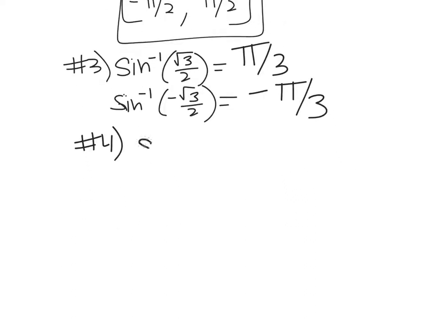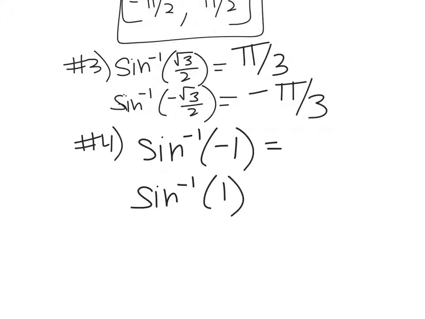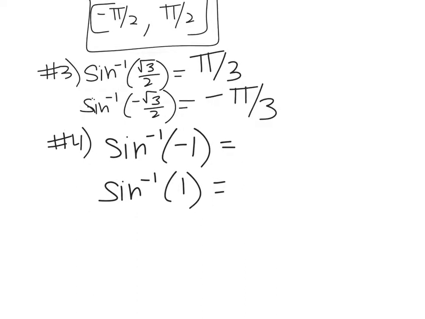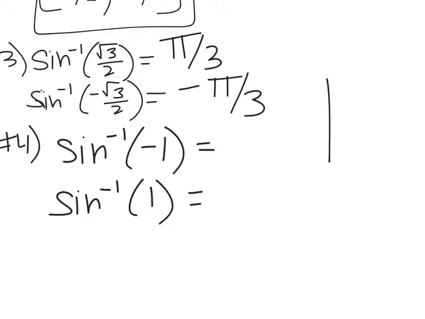Let's do sine inverse of negative 1. And let's do sine inverse of positive 1 also. Okay, where on the unit circle do I get a value for sine of negative 1? It's going to be negative, you know that. It's down here. This point is 0, negative 1. Okay. So negative pi over 2.